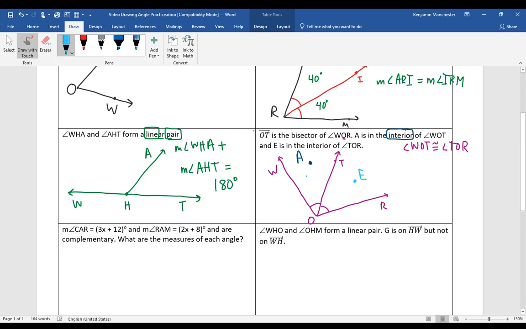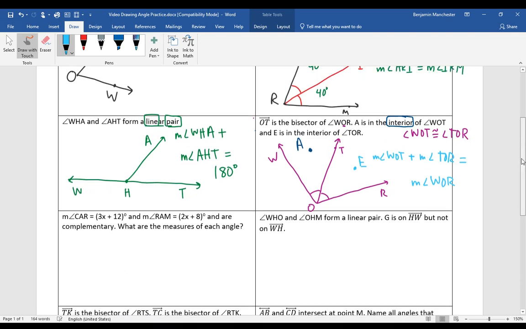I guess we could use the angle addition postulate and say that the measure of angle WOT plus the measure of angle TOR, okay, these two smaller angles add up to be the measure of the larger angle that we began with, right? This angle plus this angle equals WOR. Okay, that's the angle addition postulate that says you can add up smaller angles to equal the larger one. And it's kind of handy sometimes to do that. Okay, let's just do a couple of other ones here.